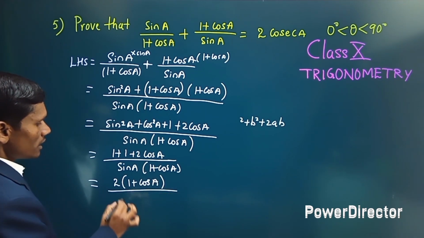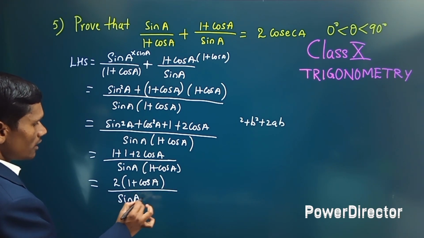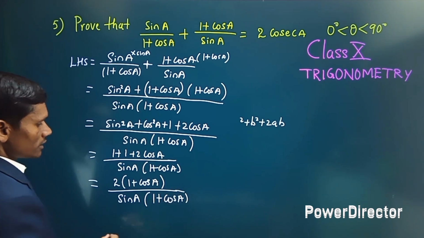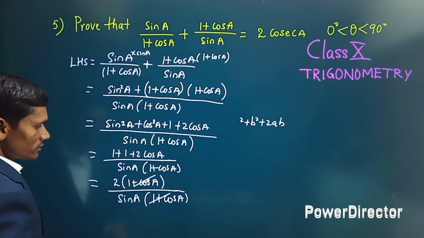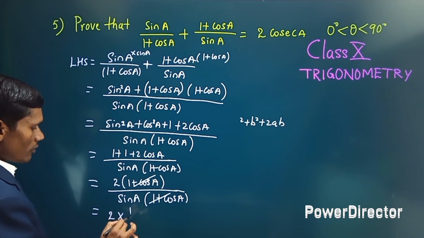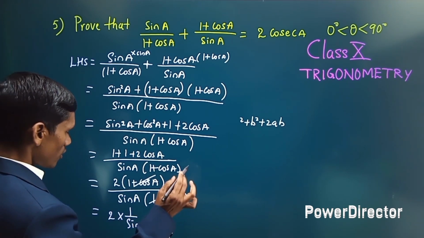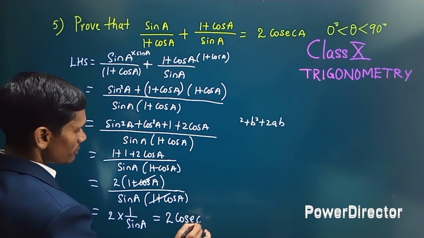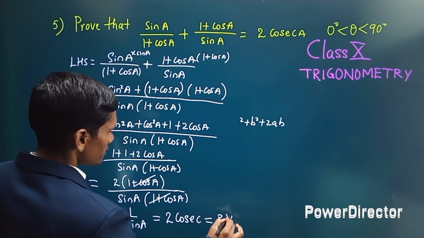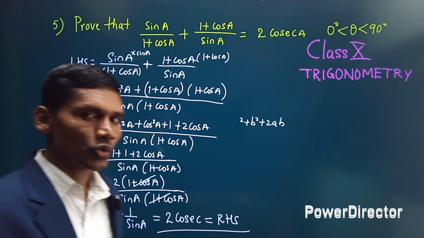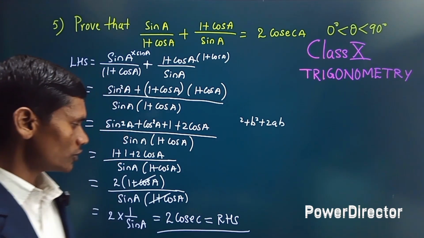Take this down, sin A into the bracket (1 plus cos A), right? (1 plus cos A) gets cancelled. So what do you write? 2 into 1 upon sin A. 1 upon sin A is cosec A. So that is why 2 cosec A. Hence proved. This is RHS. So what was asked, that we have proved. So you should try it on your own.